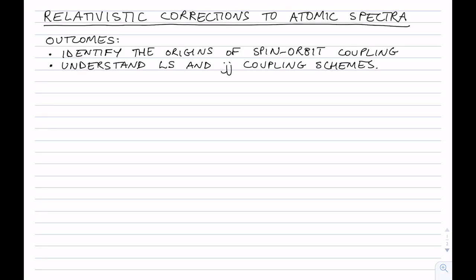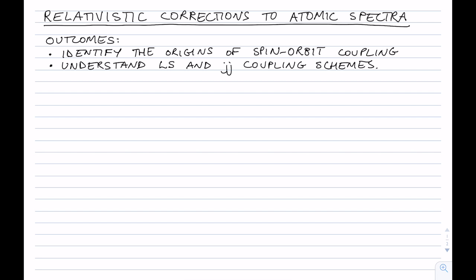Hey everyone. So in the last lecture, we talked about angular momentum and we did everything from the perspective of operators and their commutation relationships. In this video, we're going to switch gears a little bit and look at the relativistic corrections to atomic spectra, which come down to spin orbit coupling.